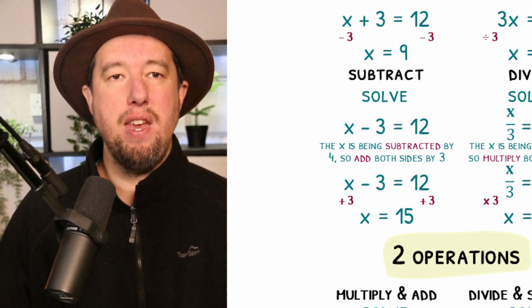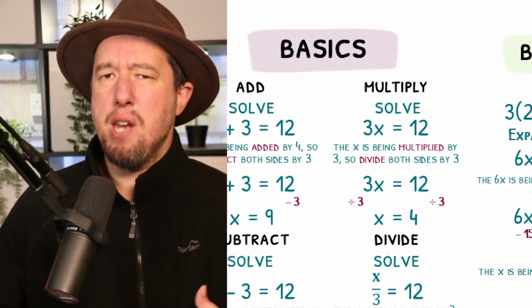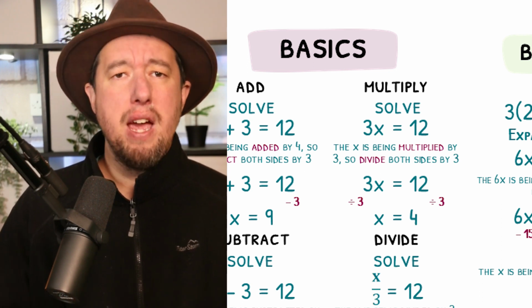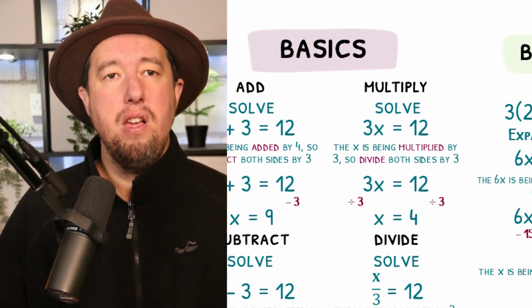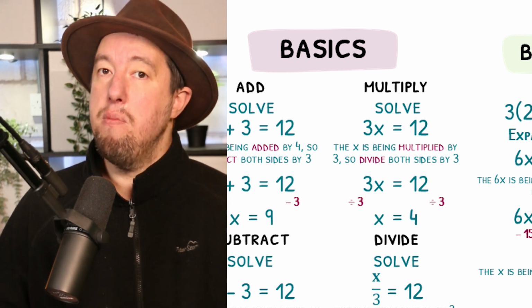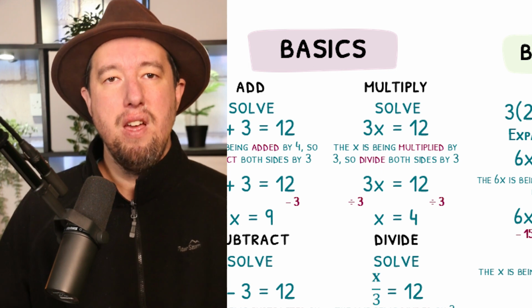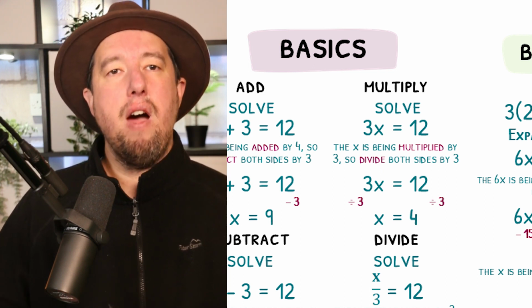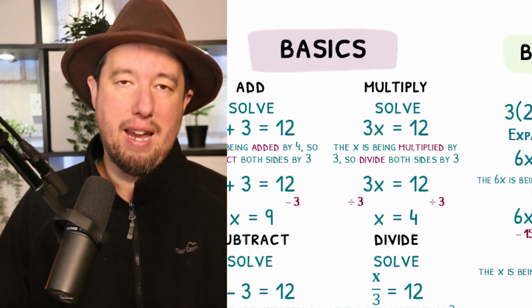x equals 15. 3x minus 12 seems harder to solve, but ask yourself what is happening to the x. 3x means 3 times x. The x is being multiplied by 3. What's the inverse of times 3? Divide 3, of course. So we divide the left-hand side by 3 to give us x, then the right-hand side to give us 4. x equals 4.